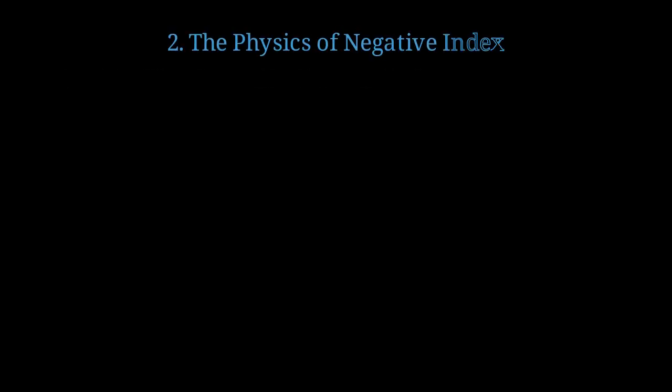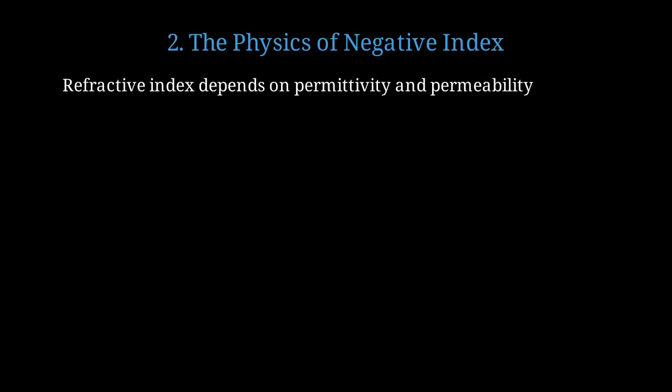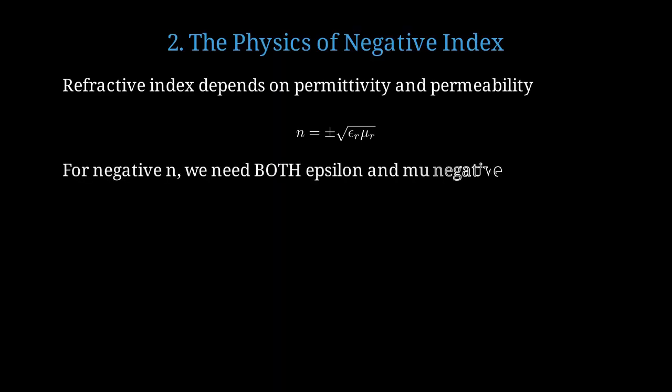To understand negative index, we need to examine the electromagnetic properties that create it. The refractive index fundamentally depends on two material properties: electric permittivity and magnetic permeability. Mathematically, n equals plus or minus the square root of permittivity epsilon times permeability mu. To get negative n, we need both epsilon and mu to be negative simultaneously, which never occurs in nature.